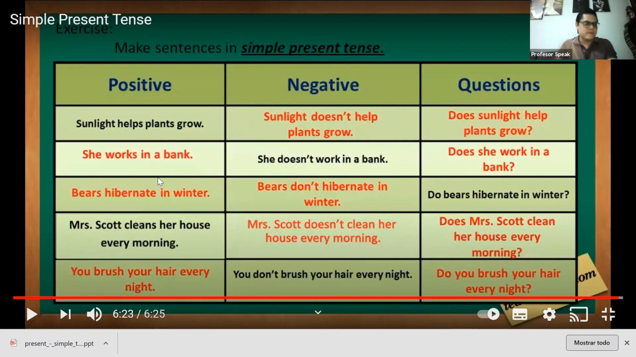The second one. Positive: she works in a bank. Negative: she doesn't work in a bank. Question: does she work in a bank? Okay. Repeat the question, please. Does she work in a bank? Okay, all right, very good. All right. Carla Escobar, please, the third one.